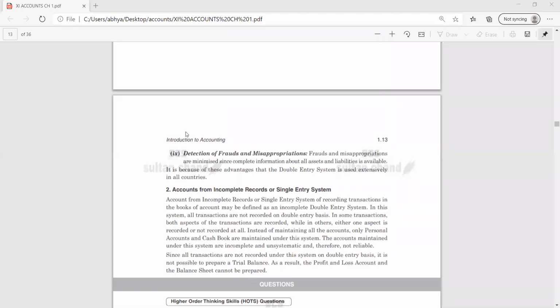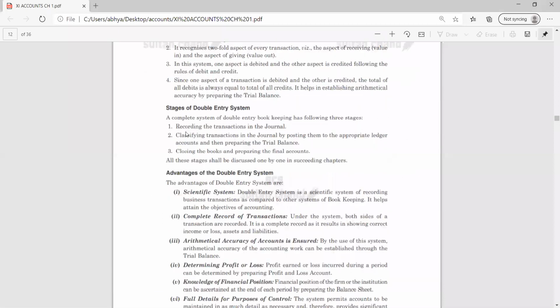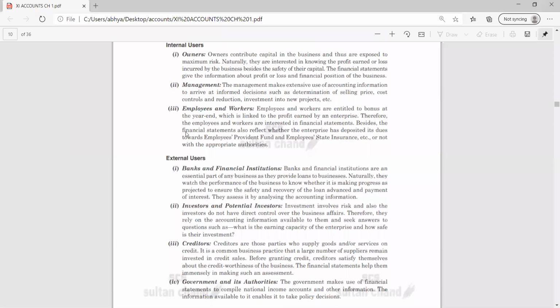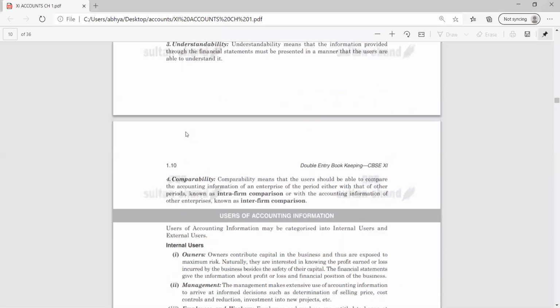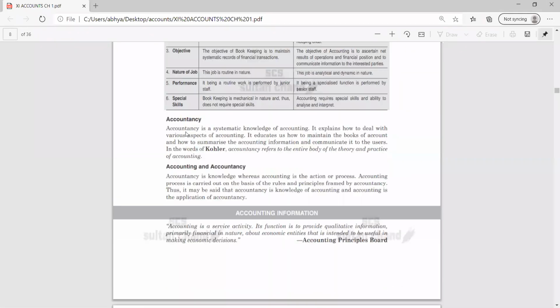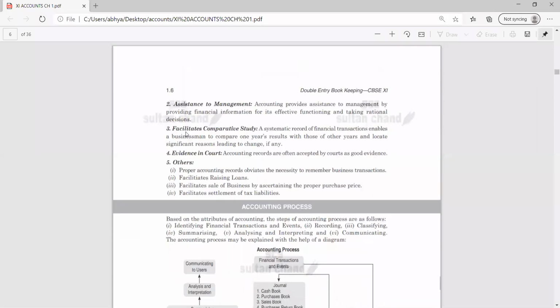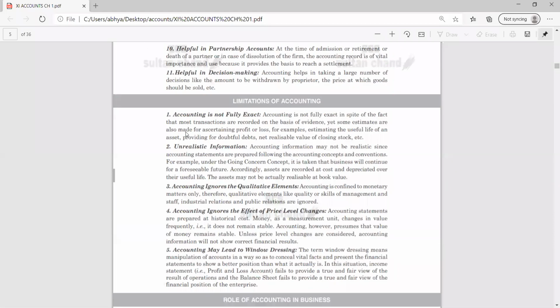And now I'm going for a quick recap of the whole chapter. In tomorrow's class, we will discuss the assignment and the back question answers of the chapters. So we will be doing whatever topics we have done in this chapter. How many topics have we done? It's a very important chapter.